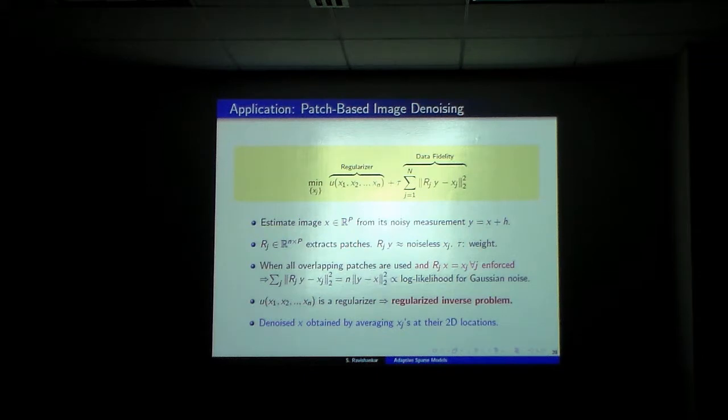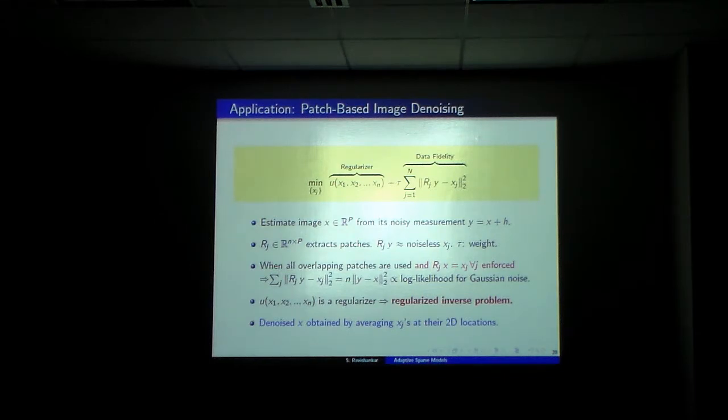And tau is some weight. This is what's usually referred to as a data fidelity term. Signal processing people will know this very well. So you have a data fidelity term that is a function of the patches of the image. So why is this useful?